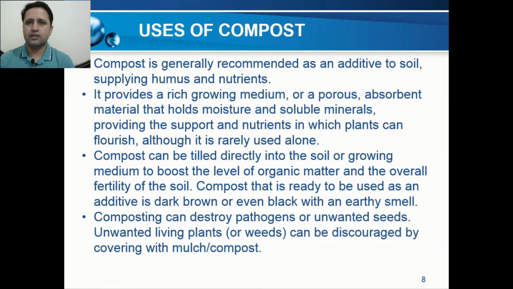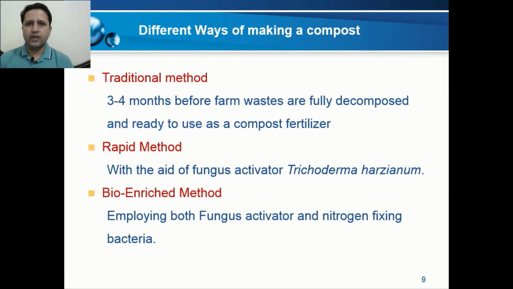So these are some of the uses of compost. Here are some different ways of making compost. There is the traditional method, another is the rapid method, and the third is the bio-enriched method. So what is the traditional method? In the traditional method, composting is carried out for 3 to 4 months before farm waste is fully decomposed and ready to use as a compost fertilizer.